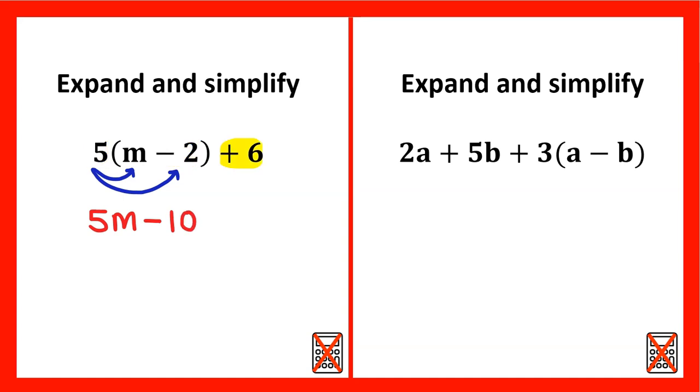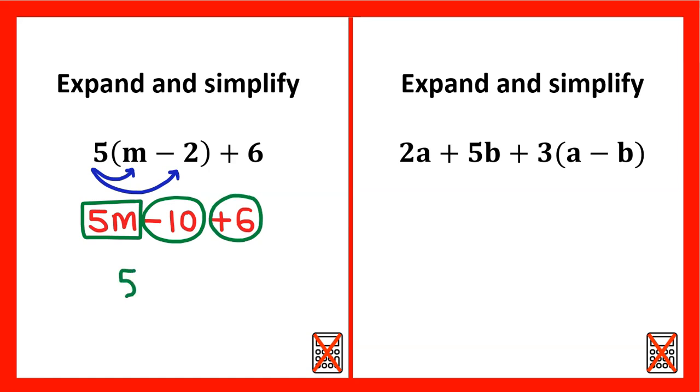And outside of the bracket, we have plus 6. So putting this onto the end, that's the expanding part of the question complete. We've now removed the brackets, but we are also able to simplify by collecting like terms. 5m does not have any other like terms, but we'll be able to collect like terms with negative 10 and plus 6. So this would leave us with 5m, and negative 10 plus 6 is negative 4. So the final answer would be 5m minus 4.